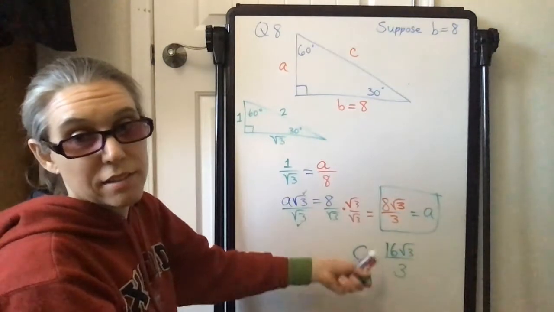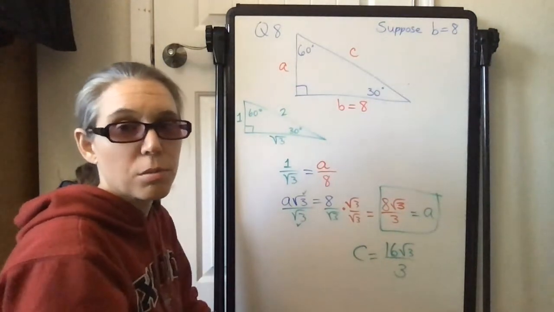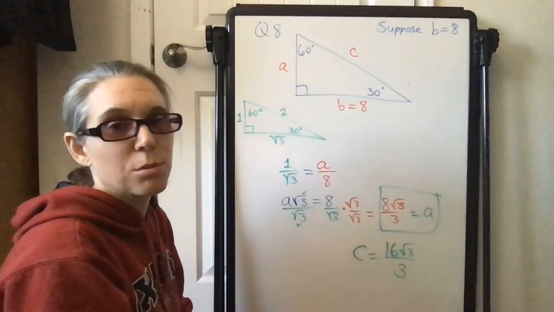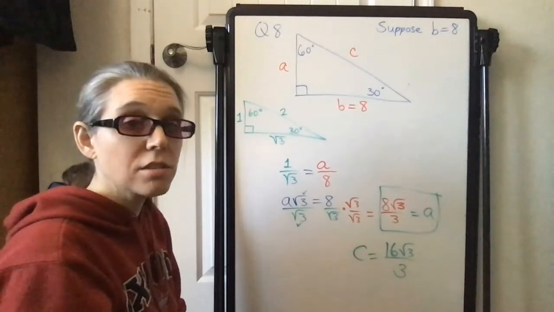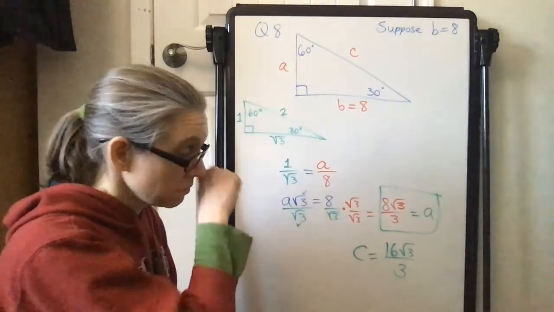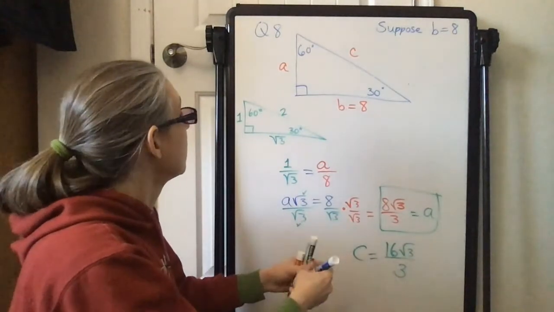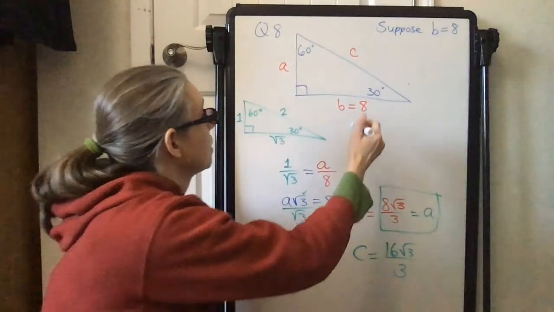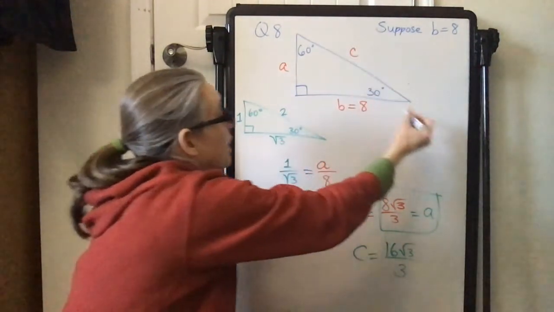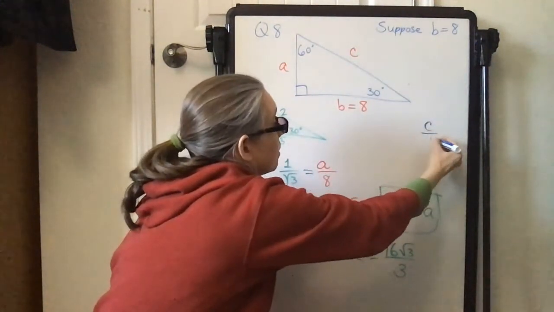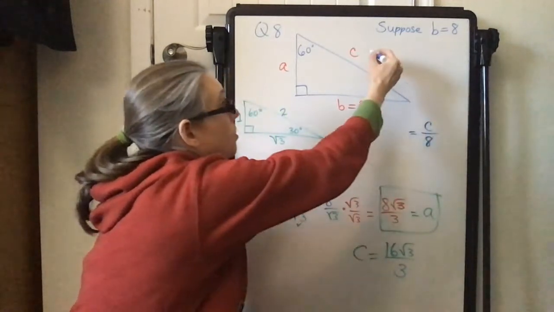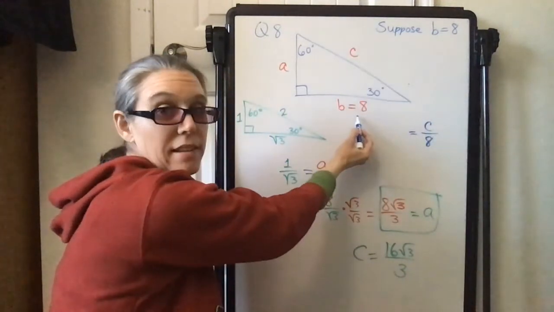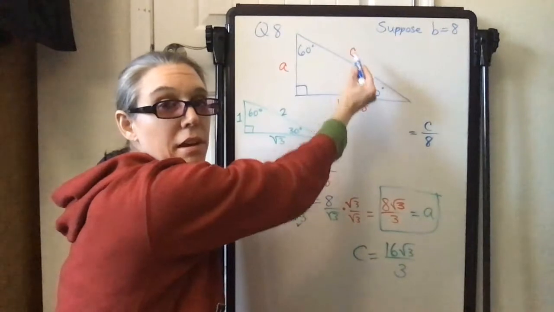Doubling 8, you get 16, so doubling 8 root 3 over 3 is 16 root 3 over 3. You could also set up a proportion, though. Okay, so let's say you have C over 8. You do not know C, but you know 8. That's Papa Bear and Mama Bear.